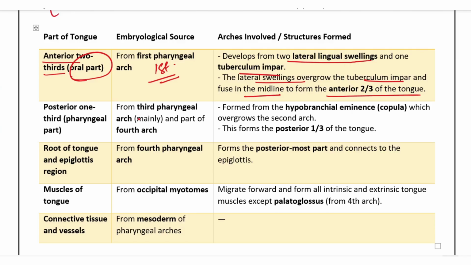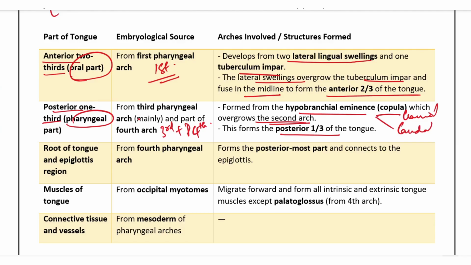Then we have the posterior 1/3 of the tongue, also called the pharyngeal part because it's present behind. It develops from the third and a part of fourth pharyngeal arch. Okay, it's formed from the hypobranchial eminence, which overgrows the second arch, and it will form the posterior 1/3 of the tongue. Now, this hypobranchial eminence again has 2 parts: the cranial part and the caudal part. We'll understand this with the help of a diagram.